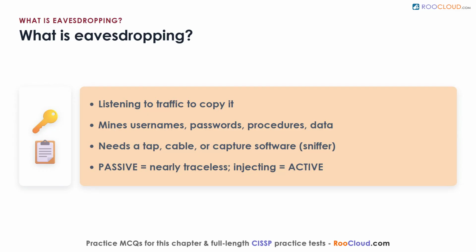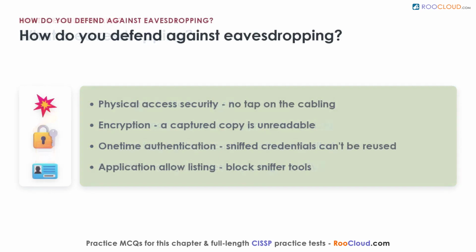The moment that listening turns into altering or injecting traffic, though, it becomes an active attack. Think of someone silently reading your mail versus someone rewriting it before it arrives. How do you defend against eavesdropping? With layers that make listening pointless.